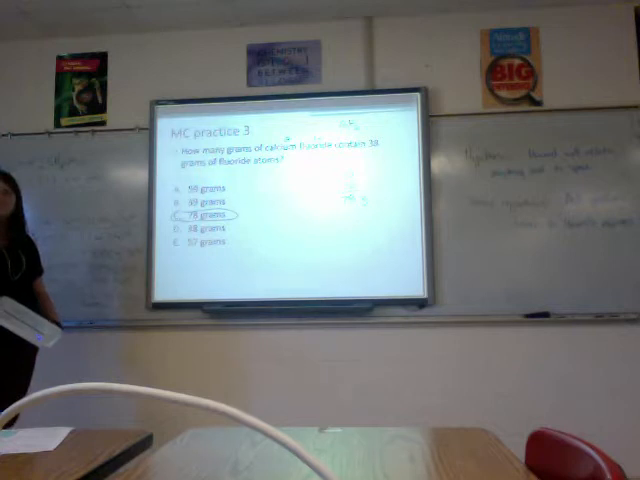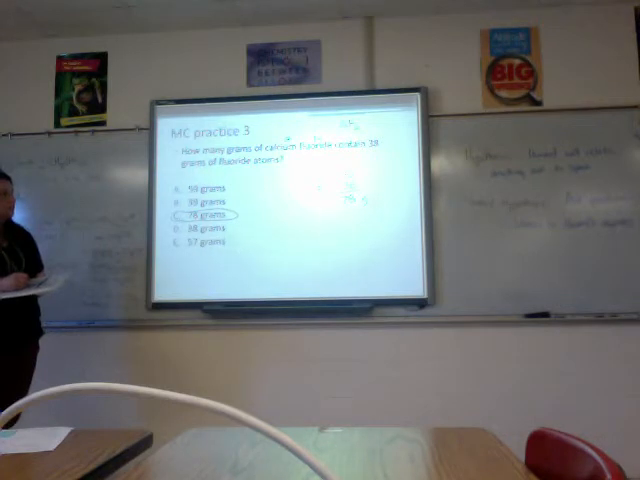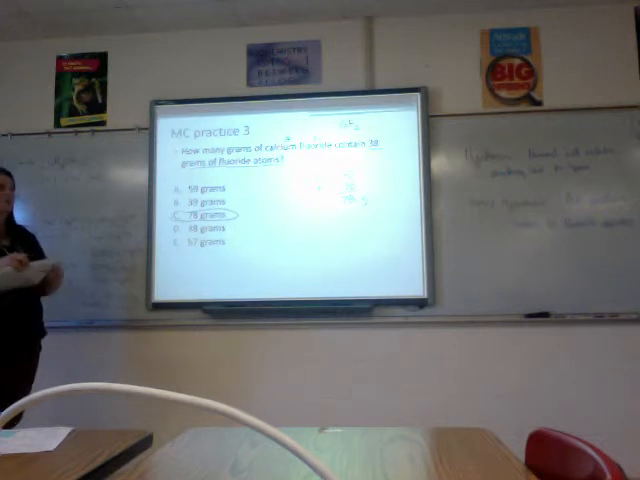Okay, the top one is calcium. 38 is fluoride. Yeah, I know you're getting the total of calcium fluoride, but why does the state contain 38 grams of fluoride? It wants to know how many you have in the whole thing. We have 38. How many grams of our compound do we have, if we know that we have 38 grams of fluorine? So that was just a check then, basically.